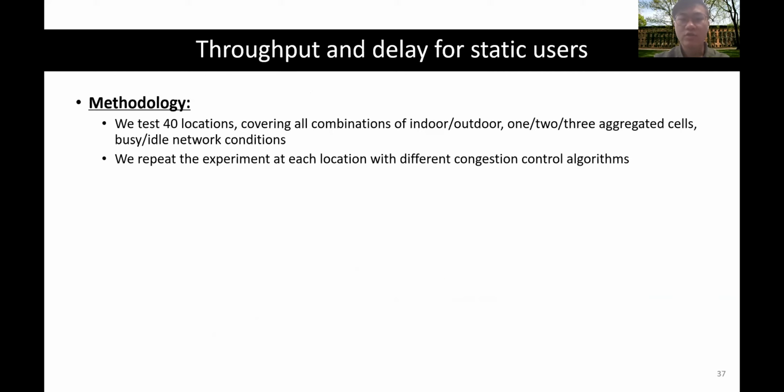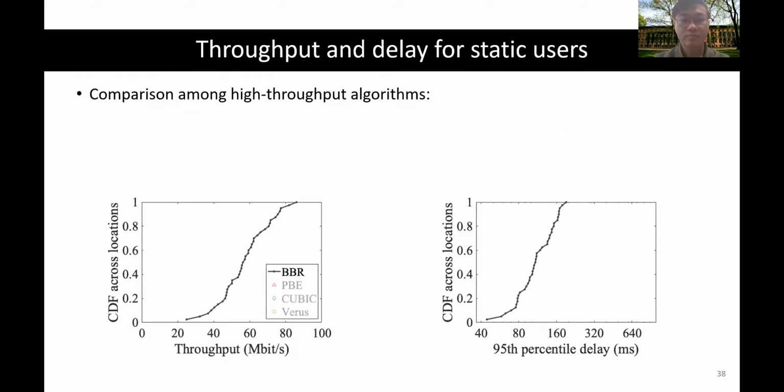We first introduce the throughput and delay performance for static users. We choose 40 locations covering all combinations of indoor or outdoor, 1, 2, or 3 aggregated cells, and busy or idle network conditions. At each location, we repeat the experiment with different congestion control algorithms for comparison. Here are the results among those high throughput algorithms. These are the throughput and delay CDFs of BBR over 40 locations.